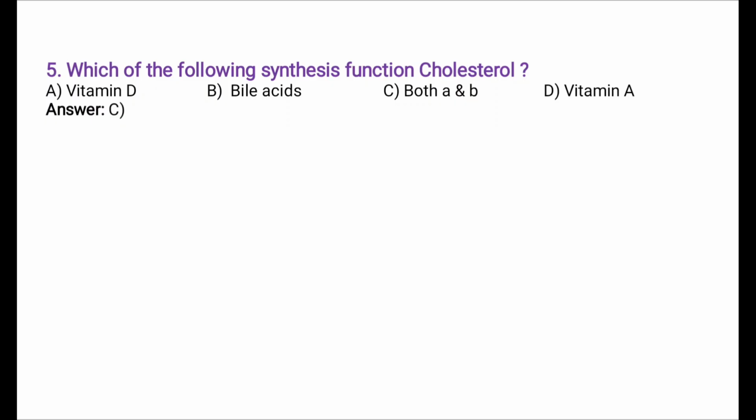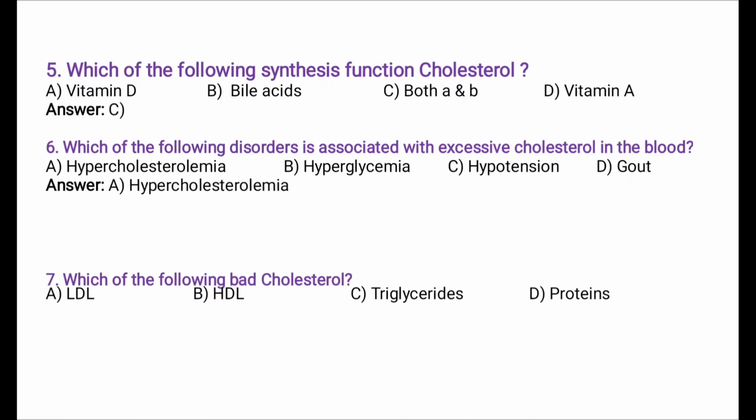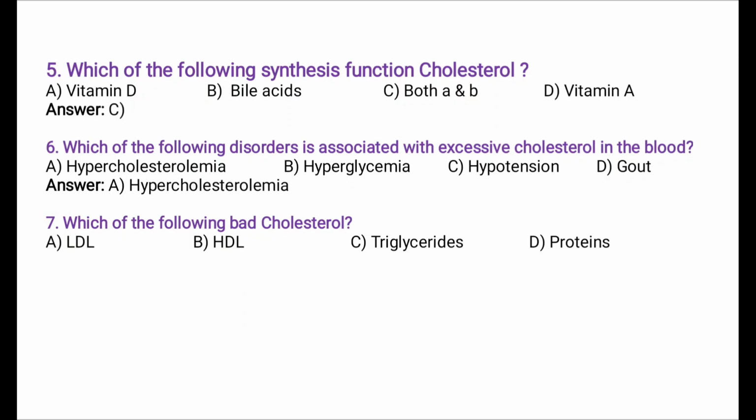Vitamin D and bile acids are synthesized from cholesterol. Which of the following disorders is associated with excessive cholesterol in the blood? A. Hypercholesterolemia, B. Hyperglycemia, C. Hypertension, and D. Gout. So gout is the uric acid level. Hypertension is the blood pressure. Hyperglycemia is the blood sugar level. But for cholesterol, A is the correct answer. Hypercholesterolemia.